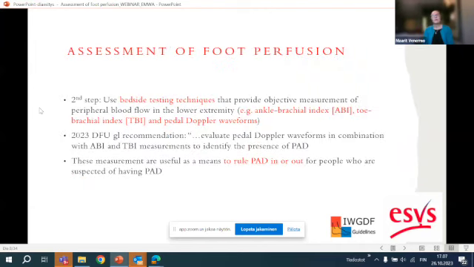So the second step is to use bedside testing techniques that provide objective measurement of peripheral blood flow in the lower extremity. And this means ABI, toe pressure, TBI, and pedal Doppler waveforms. In the guidelines I just presented, there is a recommendation to evaluate pedal Doppler waveforms in combination with ABI and TBI measurements to identify the presence of PAD. And these measurements are useful as means to rule PAD out or in for people who are suspected of having PAD.